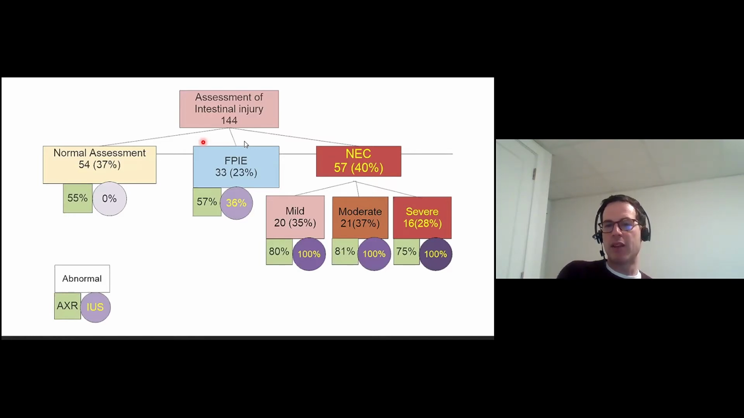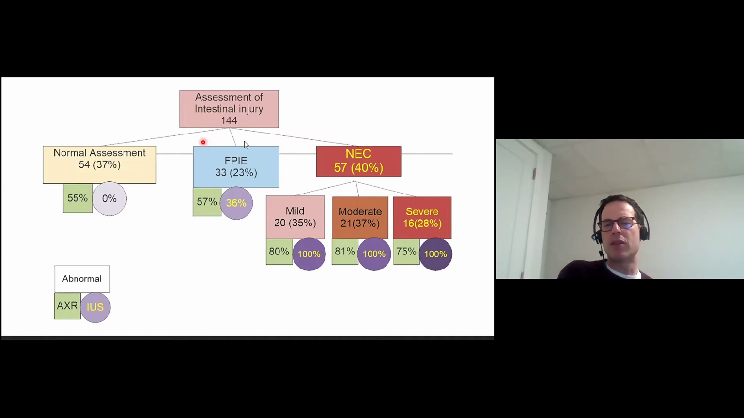When you looked at NEC, though, the sensitivity was astounding. 100% in each case of mild, moderate, and severe NEC were identifiable with ultrasound. Radiologists reading X-rays were only accurate about 4 to 5 times.